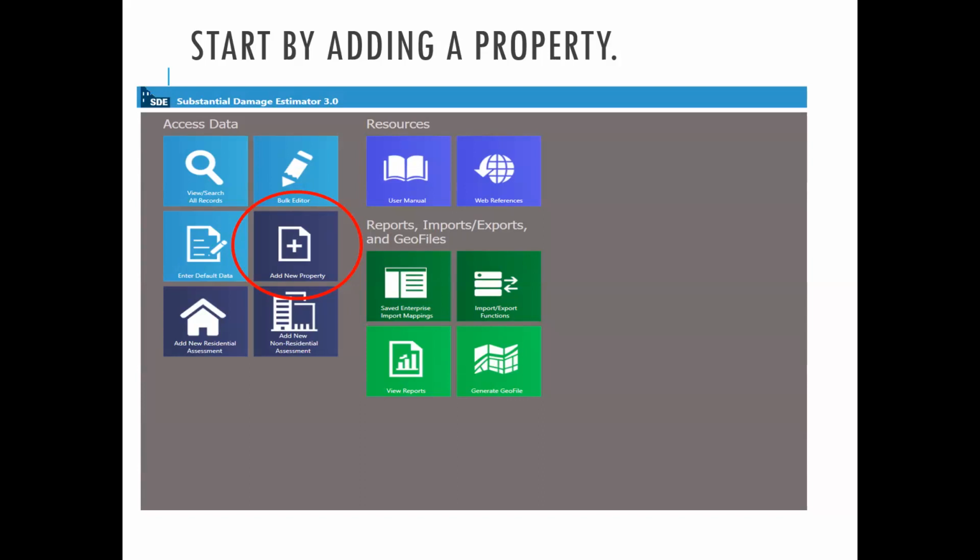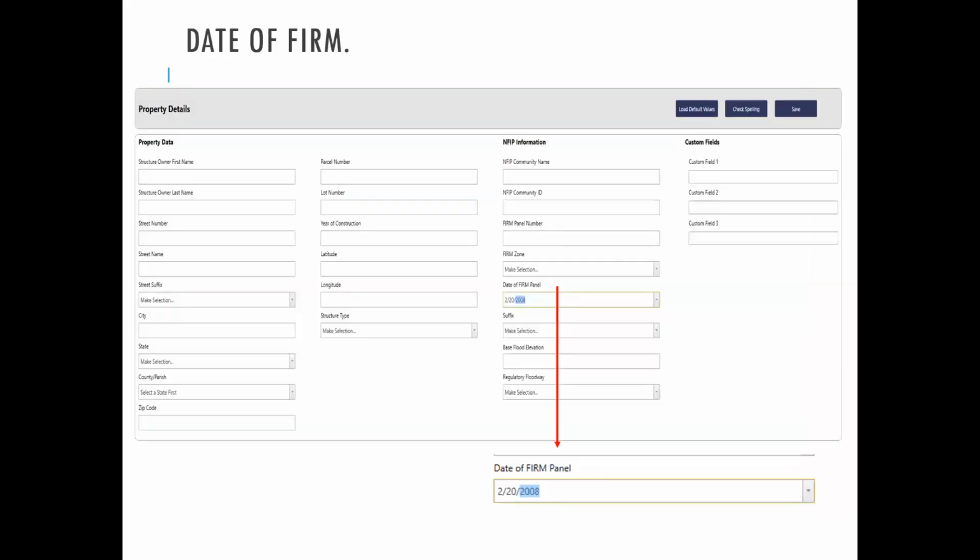This is where you can import and export data as an Excel file. Again, you can import data from a non-SDE source as long as it's in the right format. You can create reports or generate a geo file. You can make KMZ files that you can bring into Google Maps or whatever the case may be.